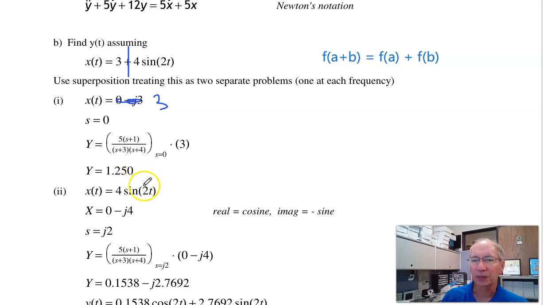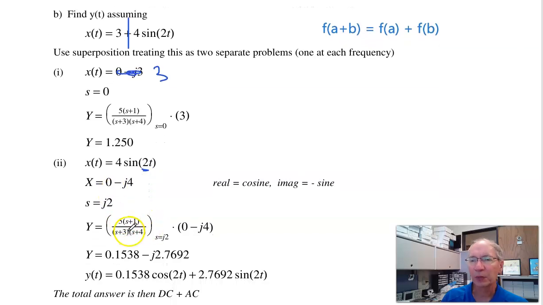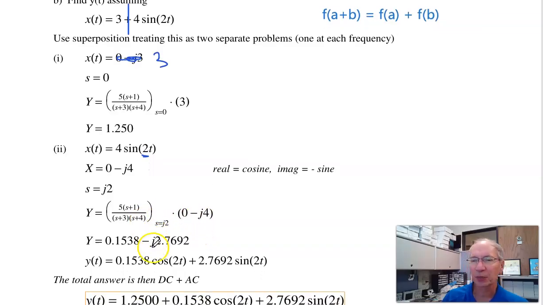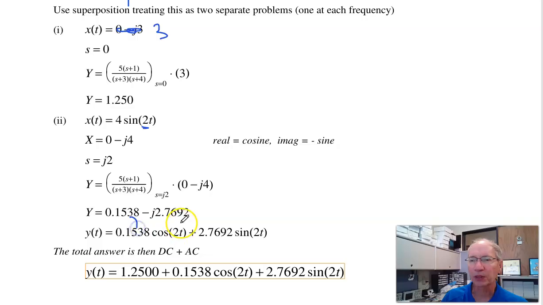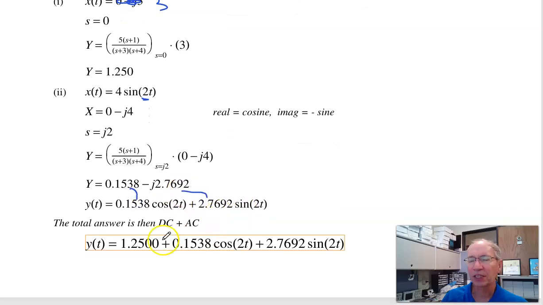Take the second term. In this case, x is 0 minus j4. Real part's cosine, minus j is sine. S is j2. That's the frequency. This is the gain everywhere. All I care about is what's the gain at 2 radians per second, times the input at 2 radians per second. Gives me a complex number. Real part's cosine, minus j is sine. The total answer then is your dc term plus the ac term.